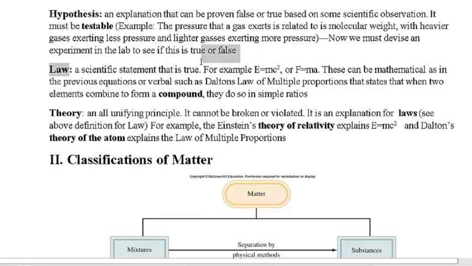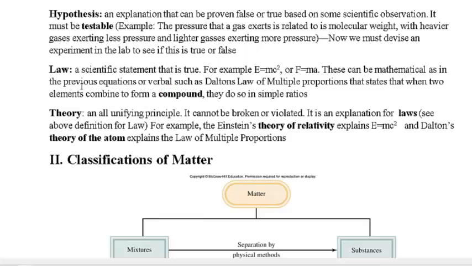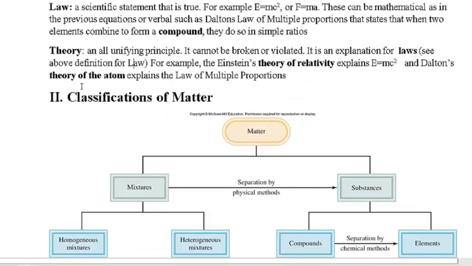A law is a scientific statement that is true, and a theory is just an all-unifying principle that is one step higher than a law. So a law is true, and if a law undergoes much, much more rigor, then it can graduate into a theory. I'm not going to really test you on differences between a law and a theory.